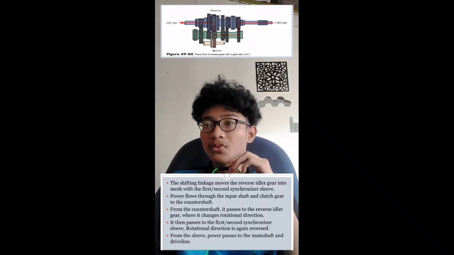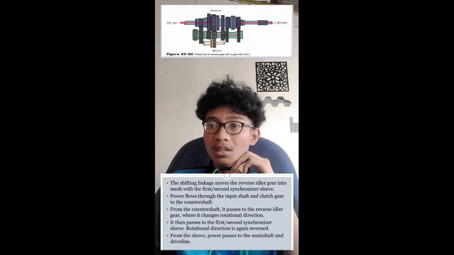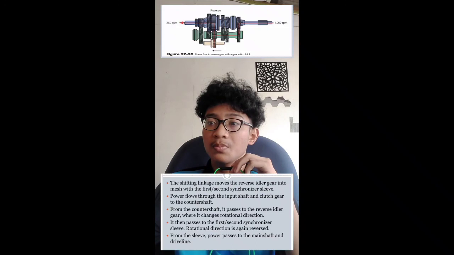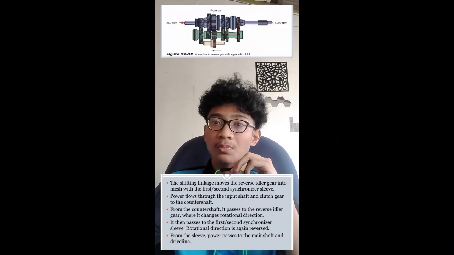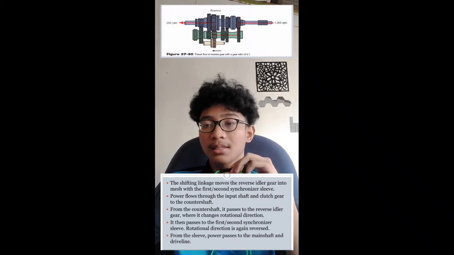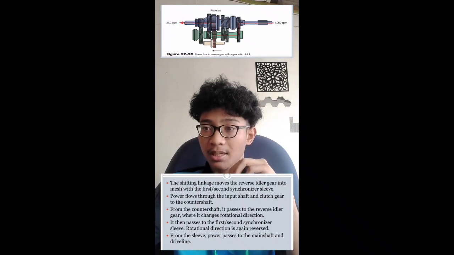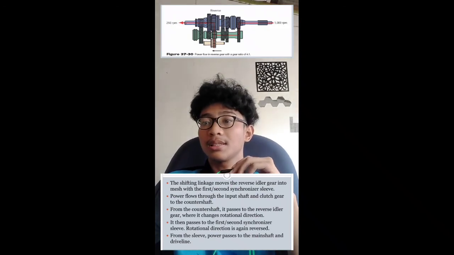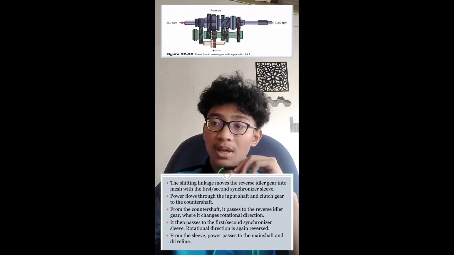The shifting linkage moves the reverse idler gear into mesh with the first/second synchronizer sleeve. Power flows through the input shaft and clutch gear to the counter shaft. From the counter shaft, it passes to the reverse idler gear, where it changes rotational direction. It then passes to the first/second synchronizer sleeve. Rotational direction is again reversed. From the sleeve, power passes to the main shaft and driveline.